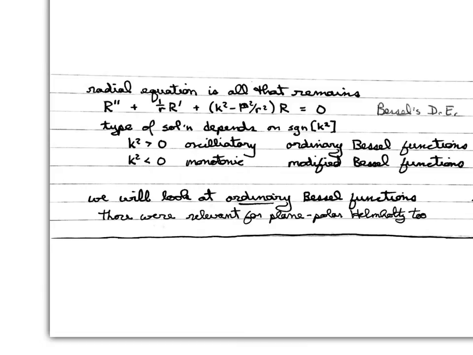All the physics applications we will look at involve ordinary Bessel functions, so we will always be looking at the case where k squared is positive. This is actually what was relevant for the Helmholtz equation in plane polar coordinates, as it happens. In class, we will look at the form of the Bessel functions, we'll draw them, we'll study their properties, and then we'll use them to solve physics problems. That's all.